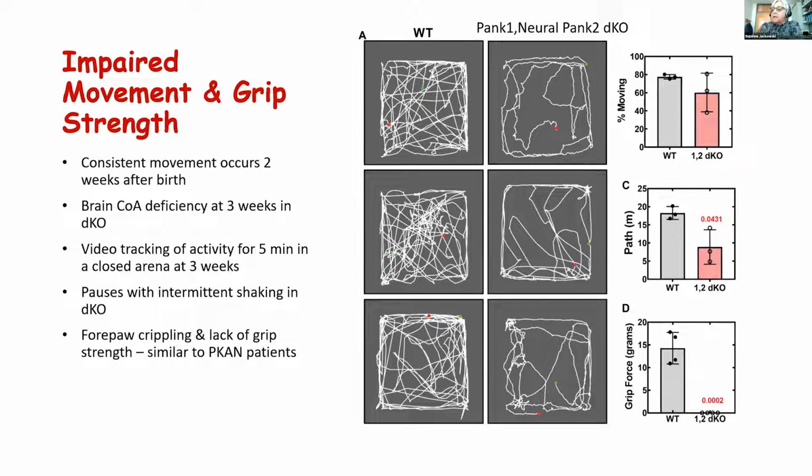We also saw consistently forepaw clasping, which was reminiscent of what we see with PKAN patients. And this was also associated with an absence of strength in the forepaw grip.